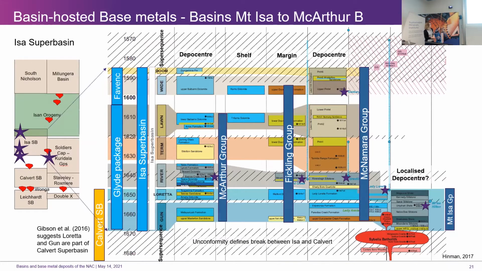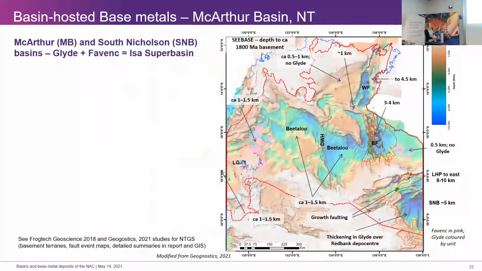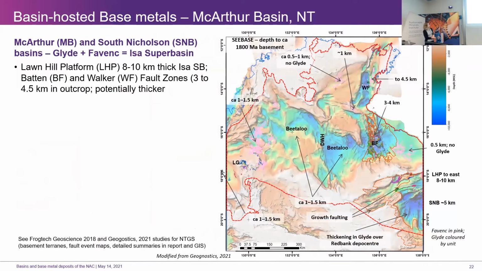In map view, and this is just the Northern Territory because it was one I had available, starting from the southeast, the Lawn Hill Platform, which is actually just off this map into Queensland. We have 8 to 10 kilometers, and I'll show you a seismic section of that Isa Group coming into the north-south trending Batten and Walker fault zones. We have 3 to 4 kilometers.